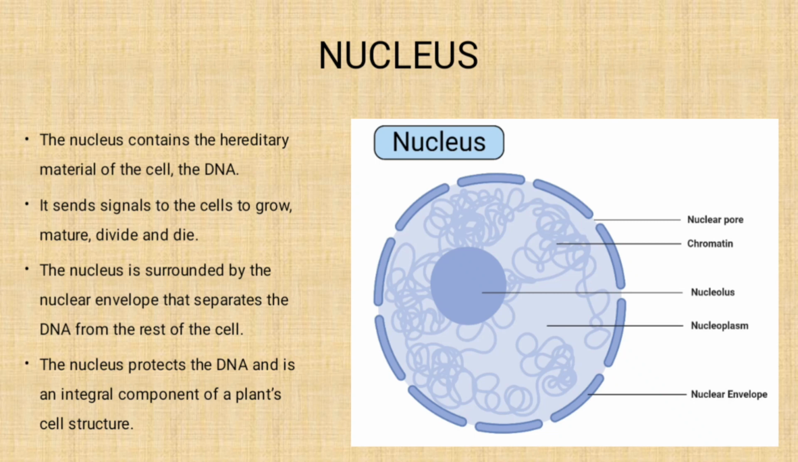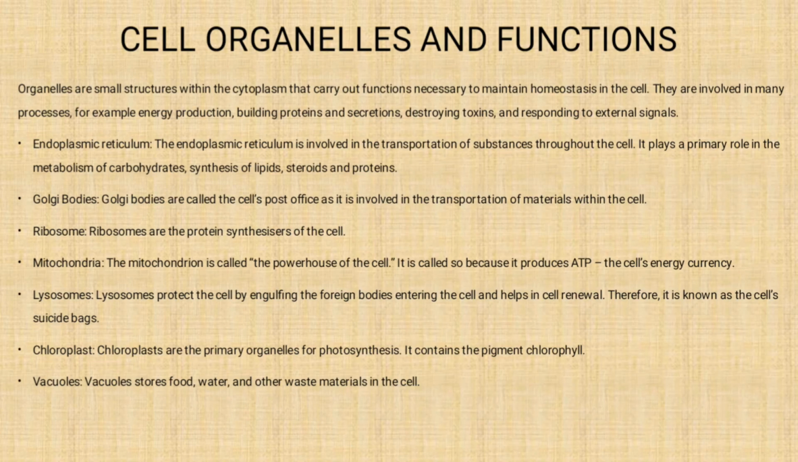Now, as you can see right here, you can see the picture of the nucleus. You have the chromatin, which is the semi-condensed form of the DNA. We have the nucleolus, the nucleoplasm, the nuclear envelope, and the nuclear pore. These are all the components of the nucleus.